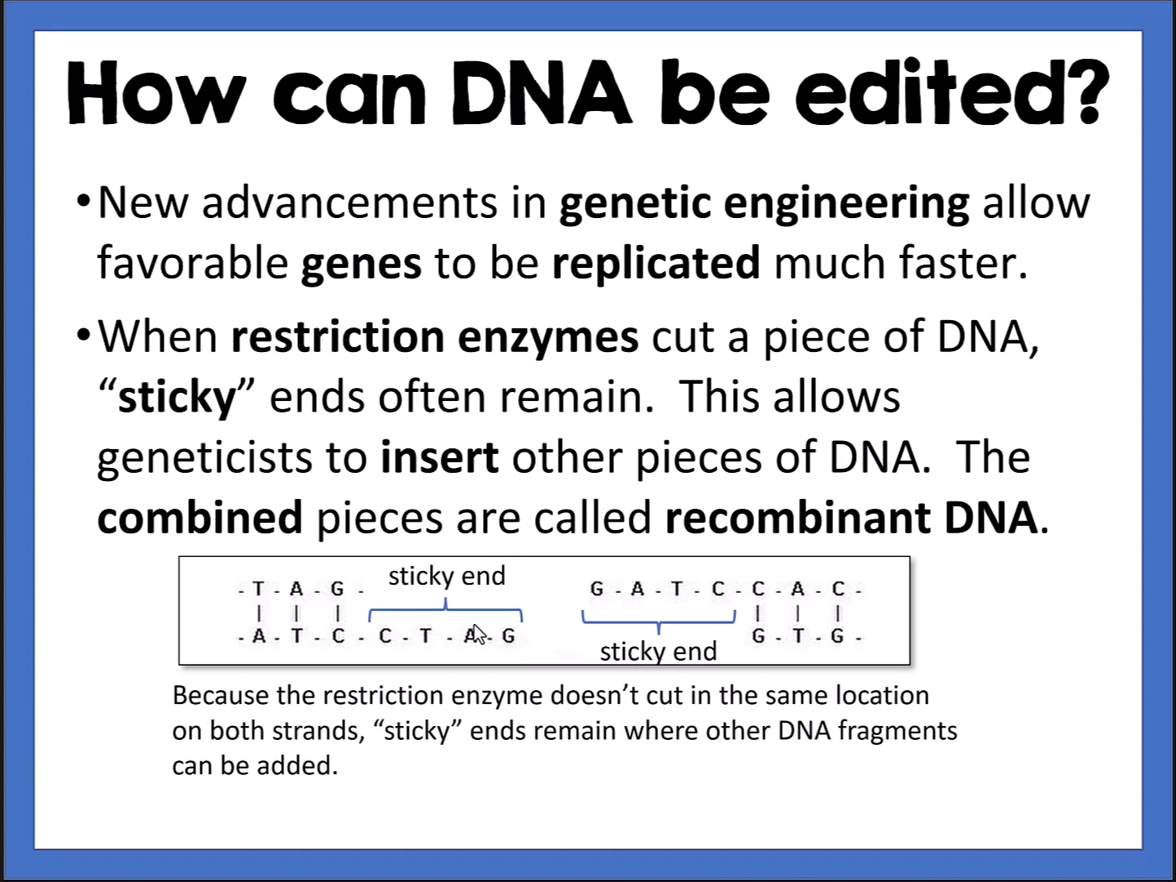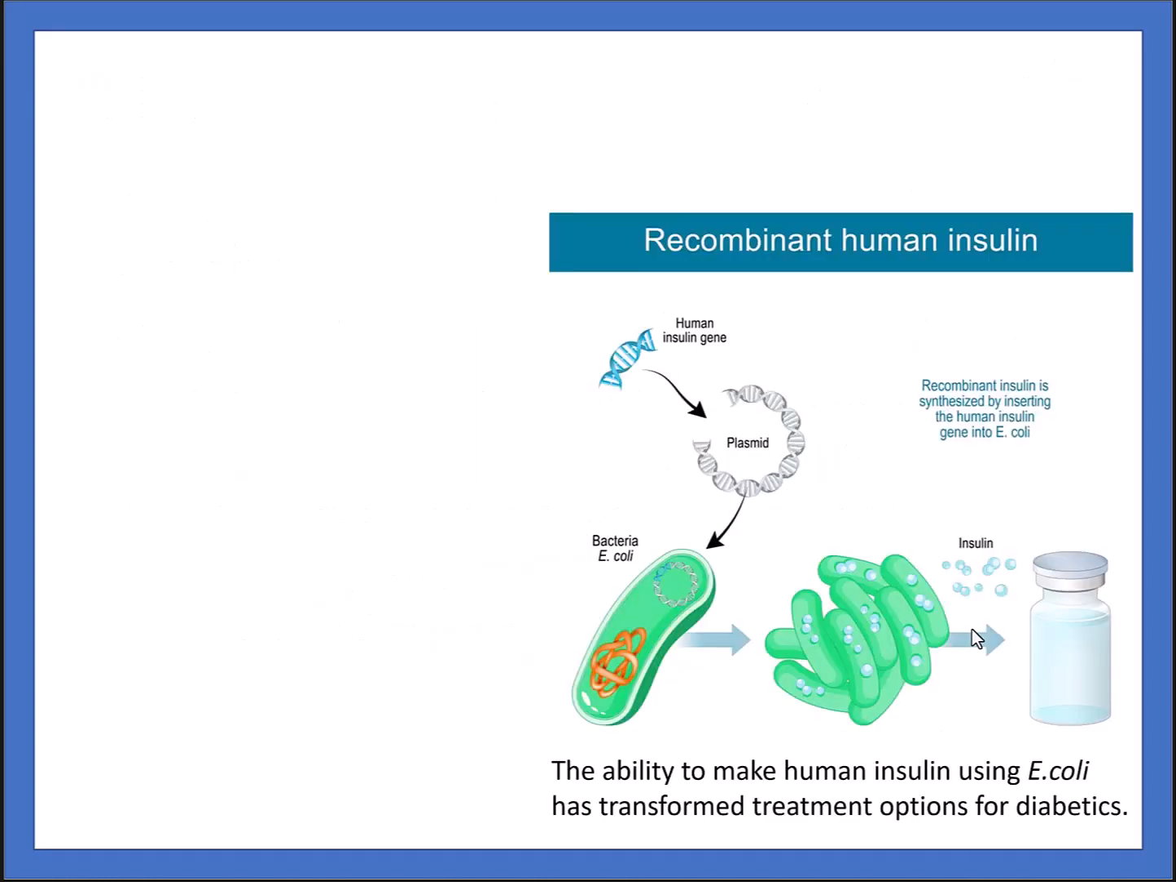So here's a sticky end, and here's another sticky end on the other side of that DNA molecule. And because the restriction enzyme doesn't cut in the same location on both strands, the sticky ends remain where other DNA fragments can be added. So scientists can add a gene that has a complementary strand to this sticky end, and it will actually be brought in and inserted into this DNA. And that is called recombination.